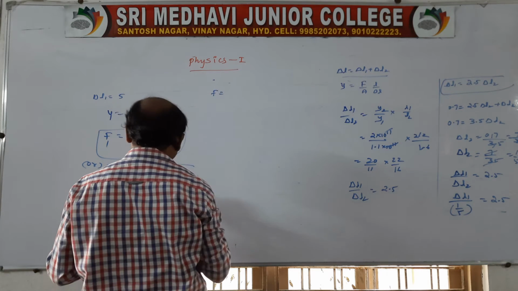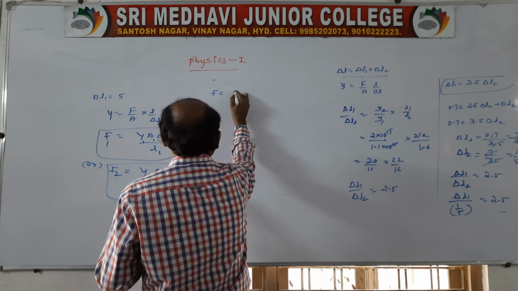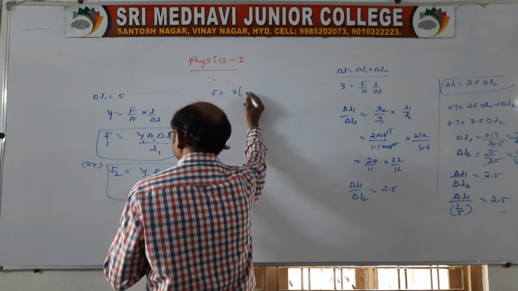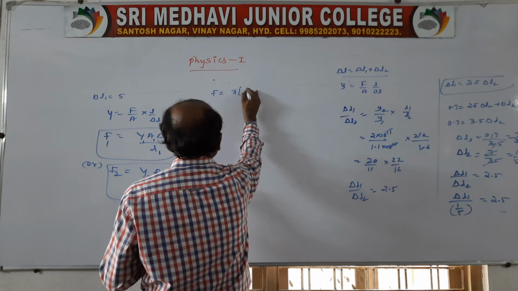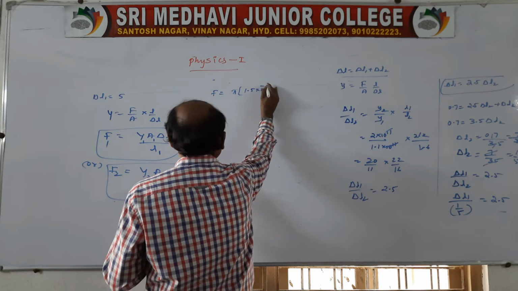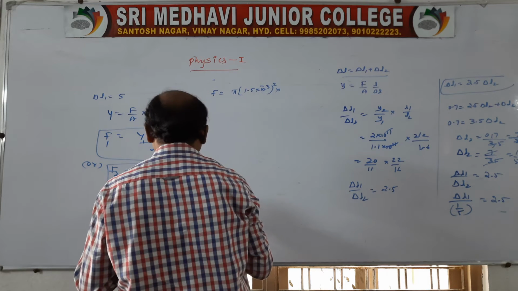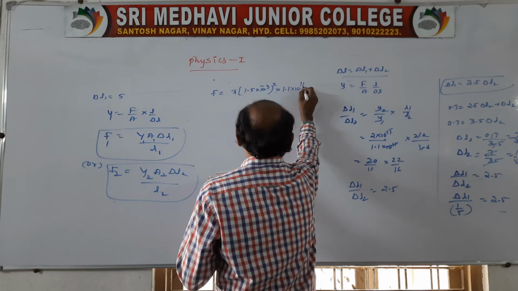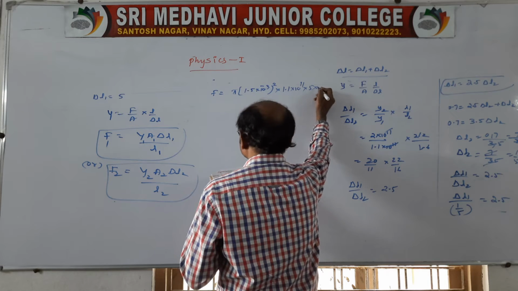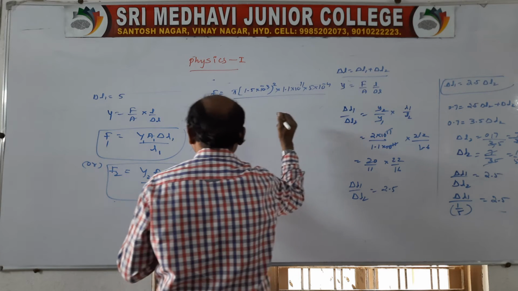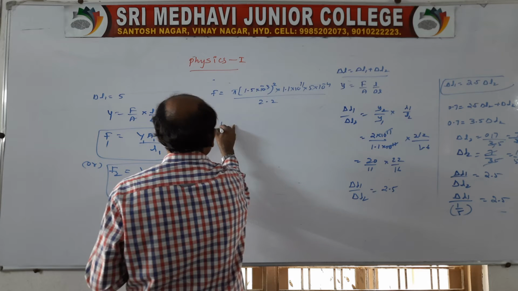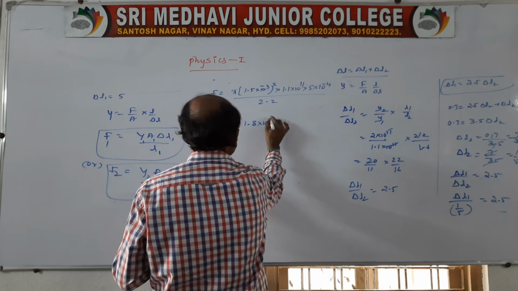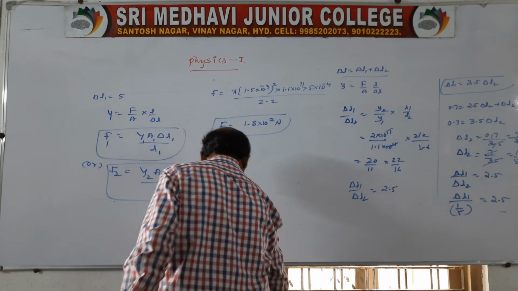So you take F, or load, equal to, after substituting, pi into r value, since the diameter is given as 3. So 1.5 into 10 power minus 3 whole square into delta L1, or Young's modulus 1.1 into 10 power 11, and Y5 into 10 power minus 4 by 2.2. Simplify this and we get 1.8 into 10 power 2 Newton. This will be like this.